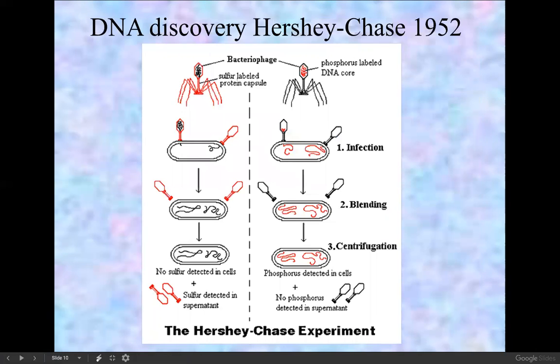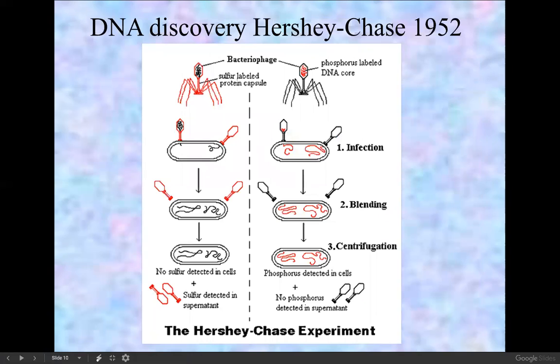So if you look at this picture, on the left-hand side you have the virus and the sulfur-labeled protein capsules. So they put a little identifier on the protein outside of the virus, and then they had the virus infect a cell.